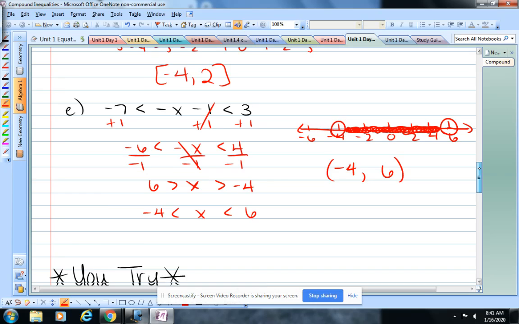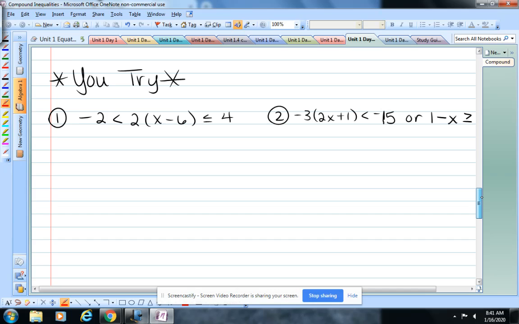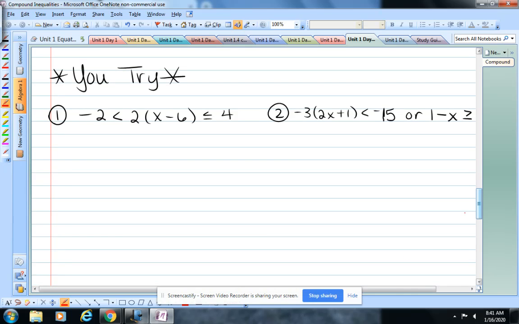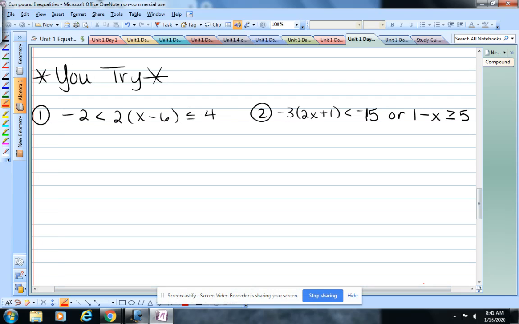All right, so for your practice real quick, I'm giving you these two problems, but one's an and, one's an or, and I'm not telling you which is which. Shh. Work them both, please. Work them both. Do the number line and the interval notation, please.